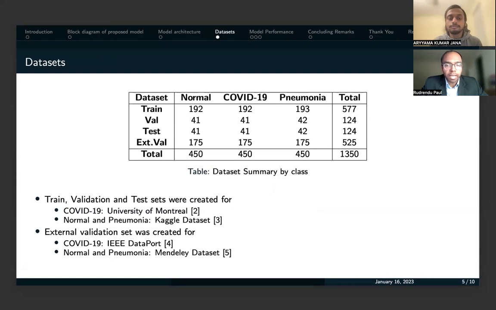We created a balanced dataset consisting of 192 normal images for training, 41 images for the validation set, and the test set had 41 images for each of those classes. Essentially, we split the dataset into 70%, 15%, and 15% for each of those sets. Finally, for the external validation dataset, we had a total of 525 images, and we used the IEEE DataPort and the Mendeley dataset to create it.